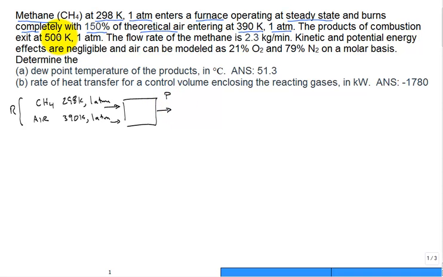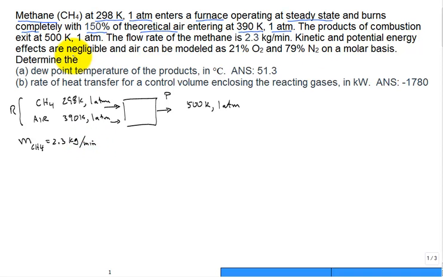Let's continue to read. The products of the combustion exit at a temperature of 500 Kelvin and a pressure of 1 atm. And the flow rate of the methane is 2.3 kilograms per minute. So the mass flow rate of CH4, 2.3 kilograms per minute.